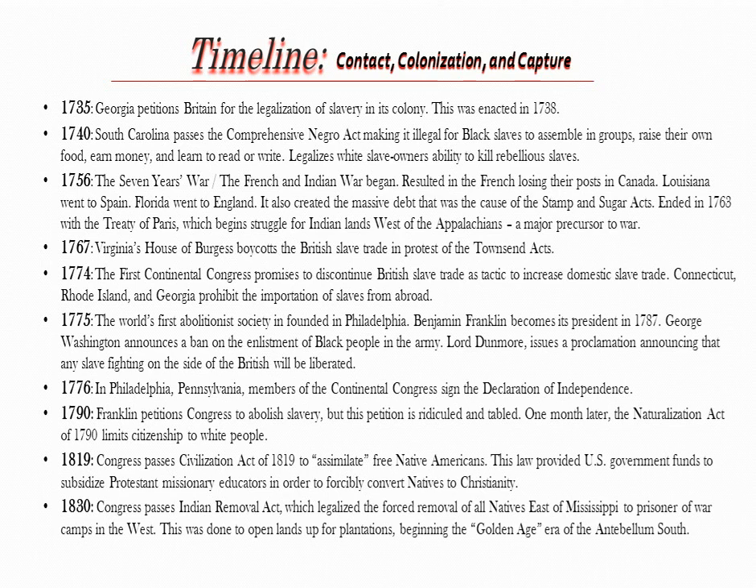And in 1830, Congress would then pass the Indian Removal Act that legalized the forced removal of all natives east of the Mississippi to prisoner of war camps in the West. And that was along the Appalachian line that was established in the Treaty of Paris. This is important because it was done to open up those lands, which had already been settled, for plantations, which then began the real golden age of the antebellum South.